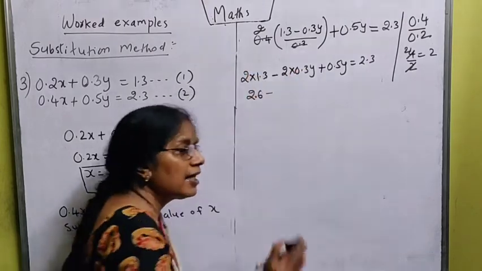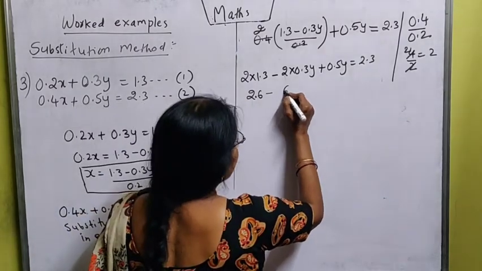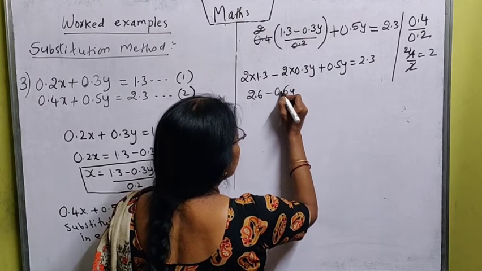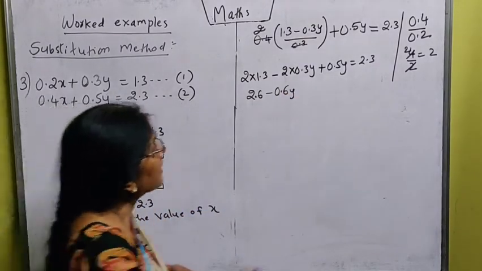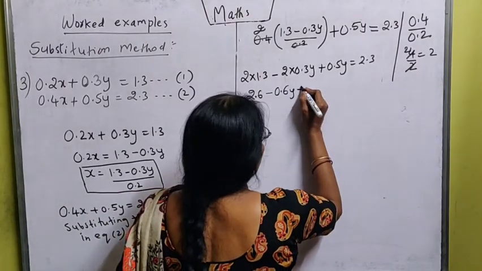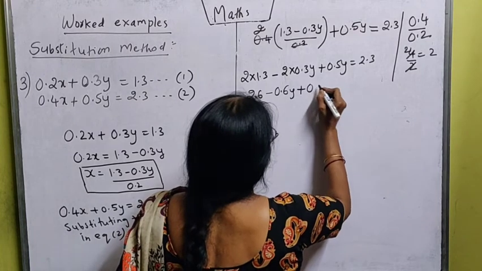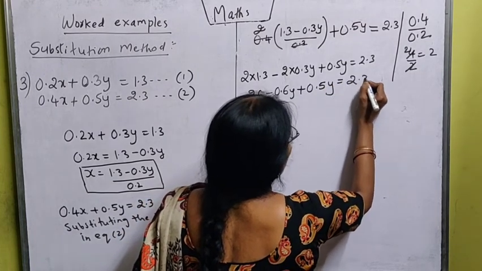First you don't consider the decimal. 2 3s are 6, so 6y. How many places of decimal are there? 1 place. So I got 0.6y. Next, what is given? Plus. It will remain as it is. Then 0.5y is equal to 2.3.